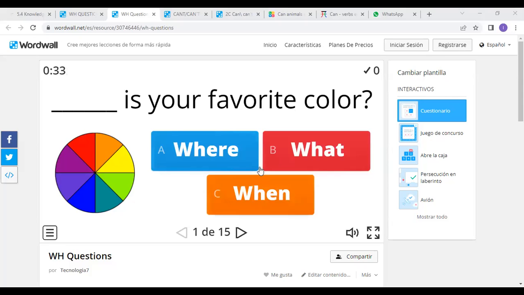Teacher, no lo envió al chat del grupo. The WhatsApp group. I'm trying. Estoy tratando de enviarlo. Ahorita está aquí en el chat de Zoom. You can click on the chat so you can copy. Let me try to send it to the WhatsApp group. Let's see. No sé por qué no se van los mensajes. Let's see. Okay.